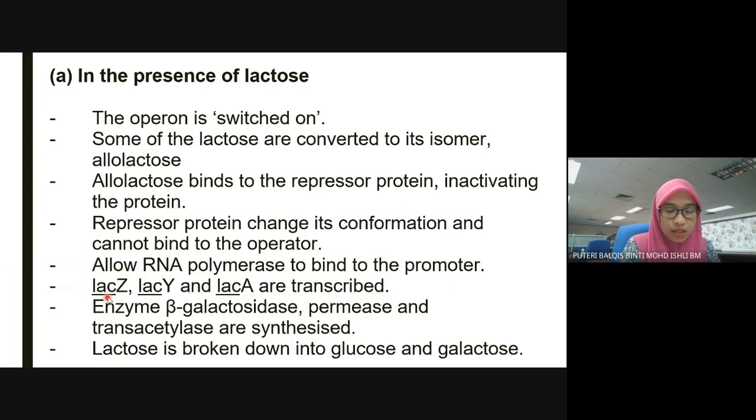So if you notice how to write lacZ, lacY, lacA, huruf Z dengan lac tu rapat. Rapat-rapat, tak ada space. Okay, dia kena rapat.